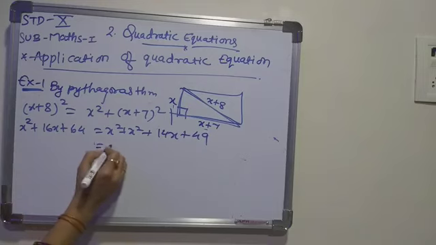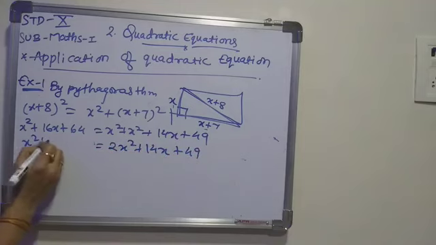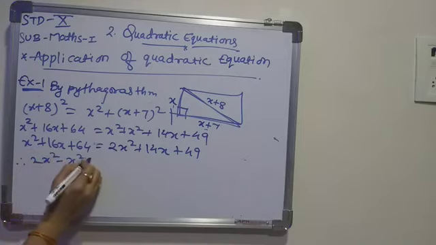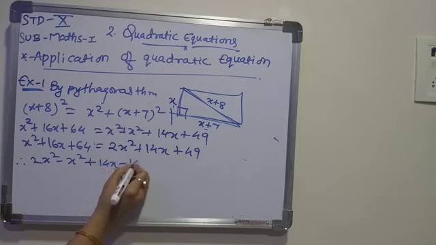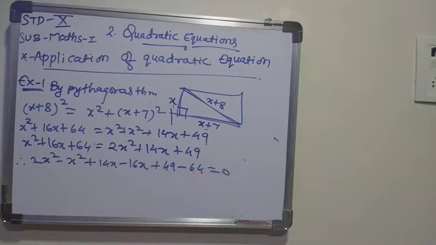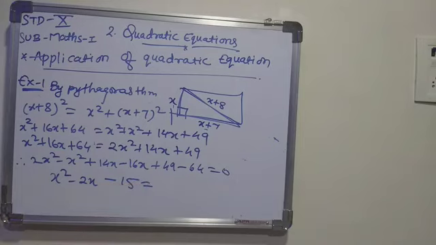So you will get, here you have 2x square plus 14x plus 49, and x square plus 16x plus 64. Shift everything from here to here. So you will get 2x square minus x square plus 14x minus 16x plus 49 minus 64 equals to 0. So your final quadratic equation is, 2 minus 1 is x square minus 2x minus 15 equals to 0. Clear? Sign of the bigger number goes with the sum.